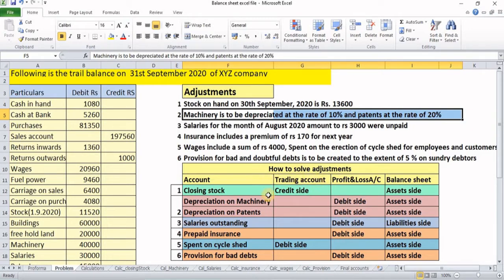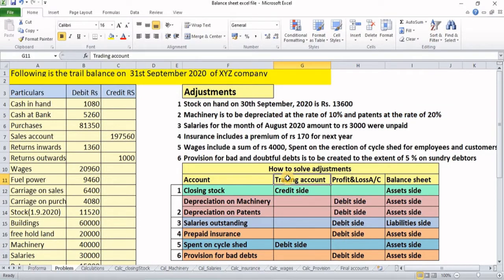In the trading profit and loss account, we will mention all expenses on the debit side and all incomes on the credit side. So, we will show depreciation on the debit side of the profit and loss account. Since we are providing depreciation on the asset, we will show it on the asset side in the balance sheet.